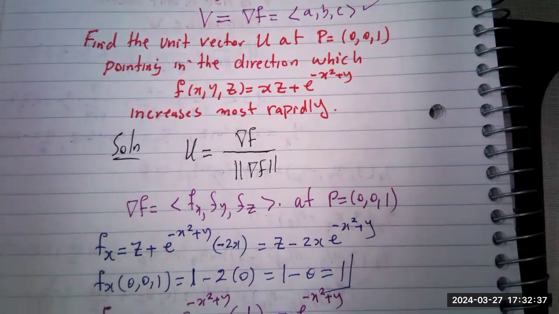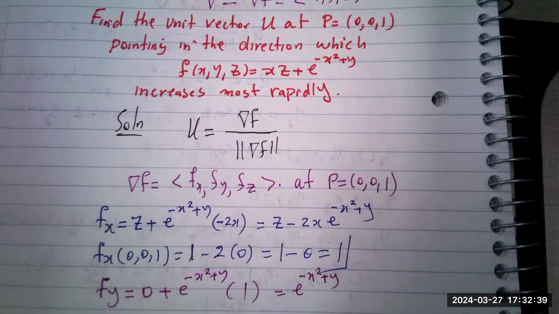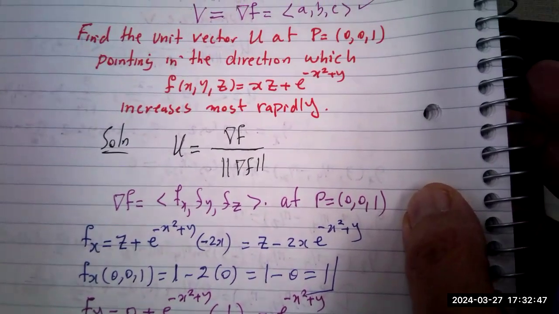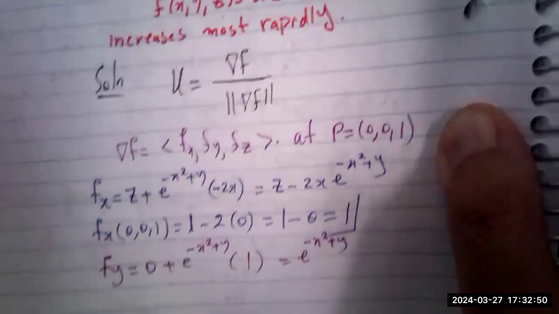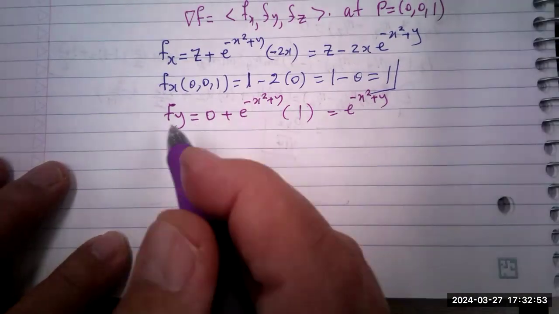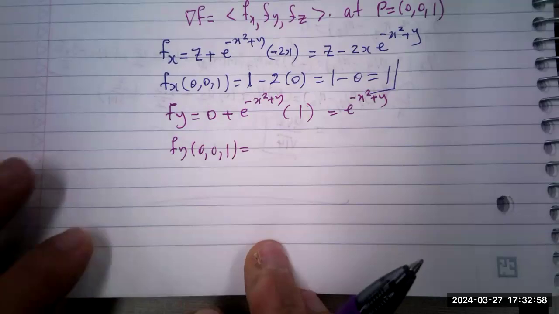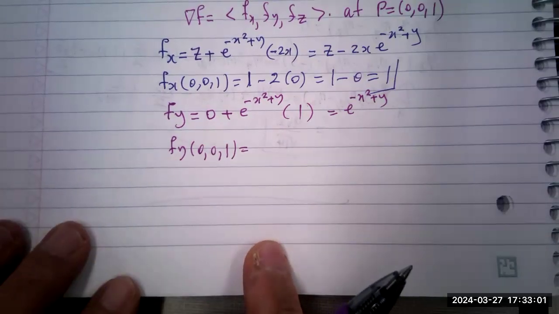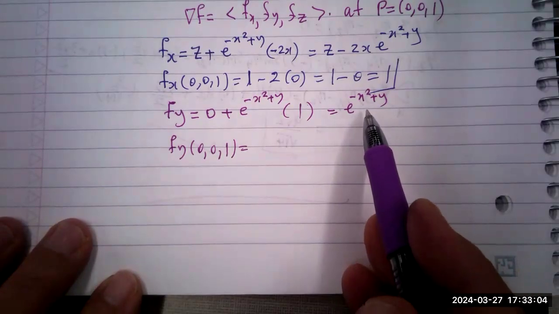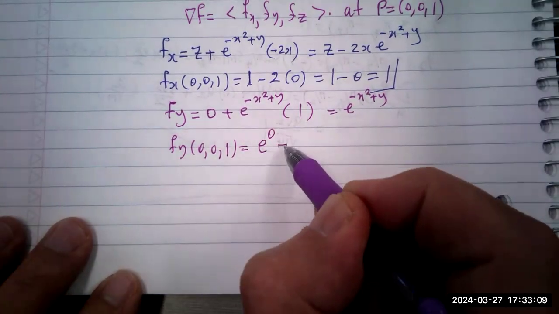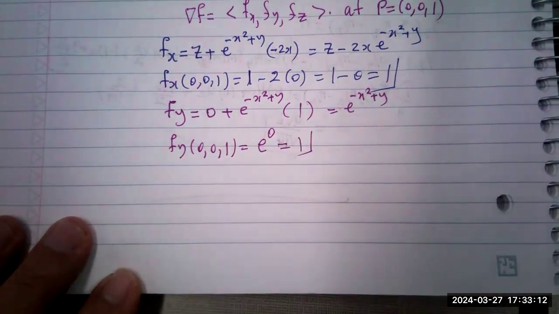Okay, so we'll find it at the number that we have. Not to lose that one. Okay, let's see. If you want to find it at (0, 0, 1), x is 0, y is 0, z is 1. So that gives you what? The exponent is 0, so it's going to be e to the 0, which is 1. Okay, so that gives us f sub y.